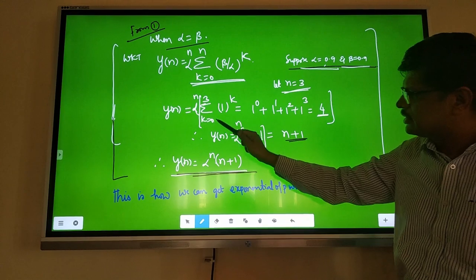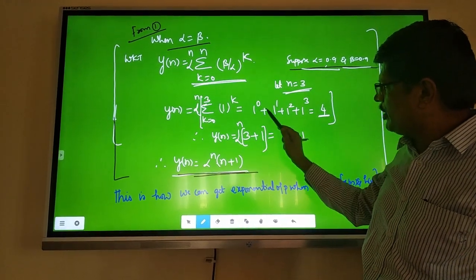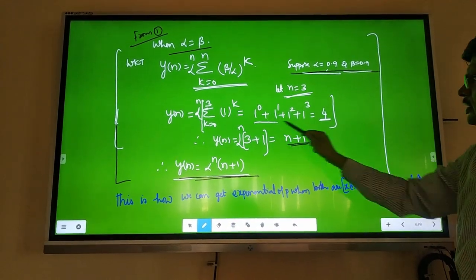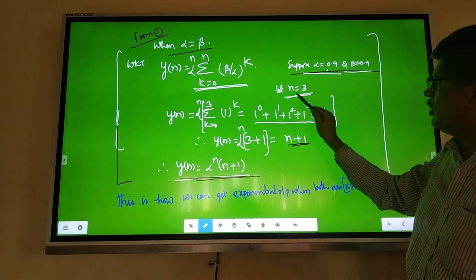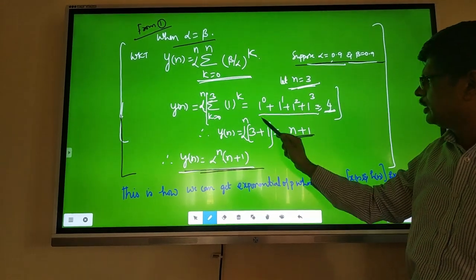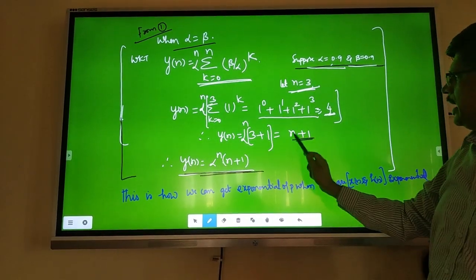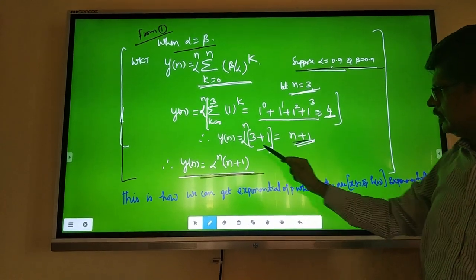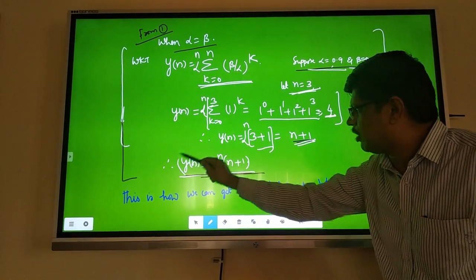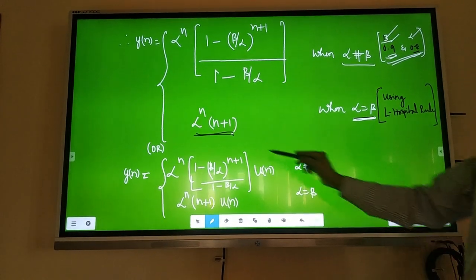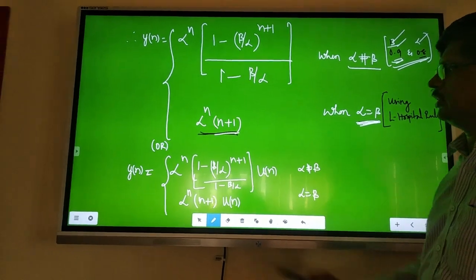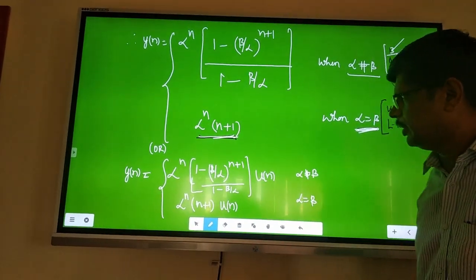Expand this: when k is 0, 1 to the power 0; when k is 1, 1 to the power 1; when k is 2, 1 to the power 2; when k is 3, 1 to the power 3. Then this whole thing is equal to 4. Now see, when you give 3, you will get 4. What's the meaning? y of n is equal to alpha to the power n into 3 plus 1, which is 4. And 4 is nothing but n plus 1. Therefore, y of n is equal to alpha to the power n into n plus 1. This is what I am substituting here. So when alpha is not equal to beta, using the LRT rule, you will get alpha to the power n into n plus 1.